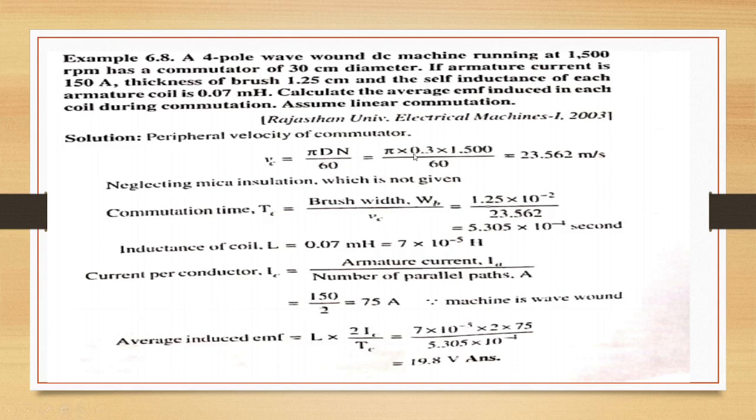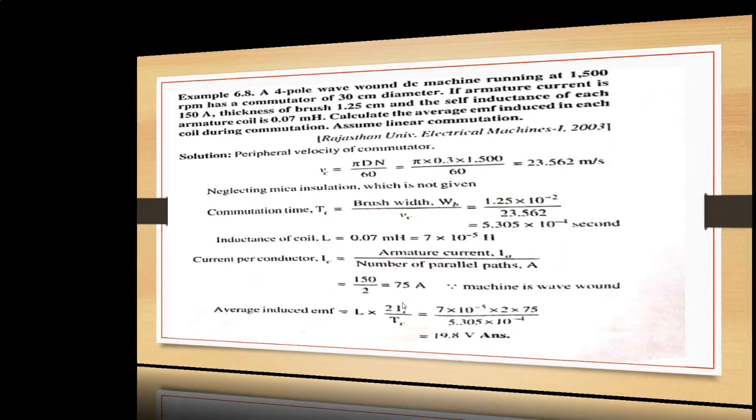So pi into diameter, which is given as 30 centimeters, so 30 into 10 power minus 2 is 0.3, and speed is 1500 rpm divided by 60. So we will calculate VC like this, and WB by VC is given as TC. So average induced EMF is L into 2IC by TC. Substitute all the values, we will get the answer.